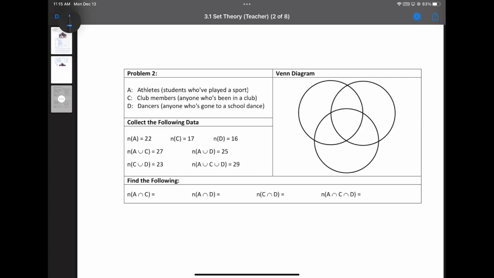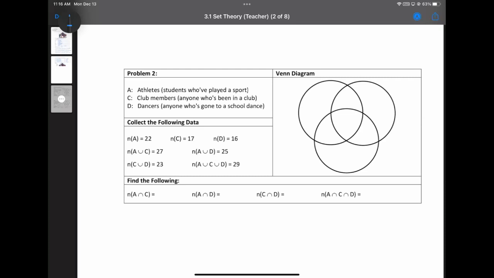I'm both. And we've got to remember, union means meets at least one criterion. Meeting both criteria is fine. You're still part of the union. So there were 27 people in that union, 25 in the union of athletes and dancers, 23 in the union of clubs and dancers, and 29 students in the union of all three of those things.